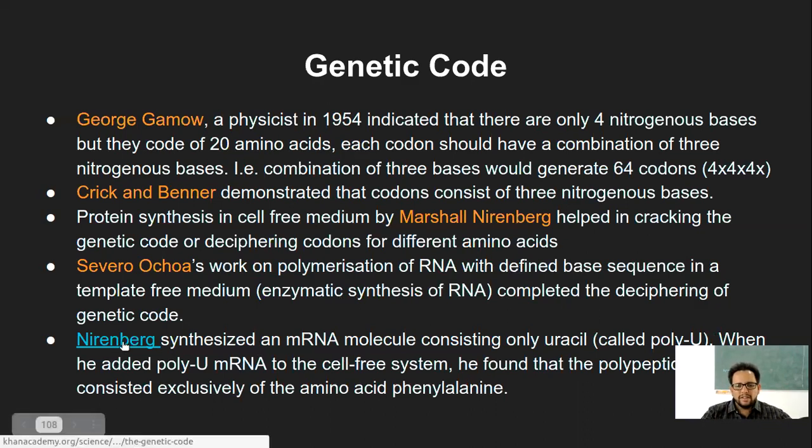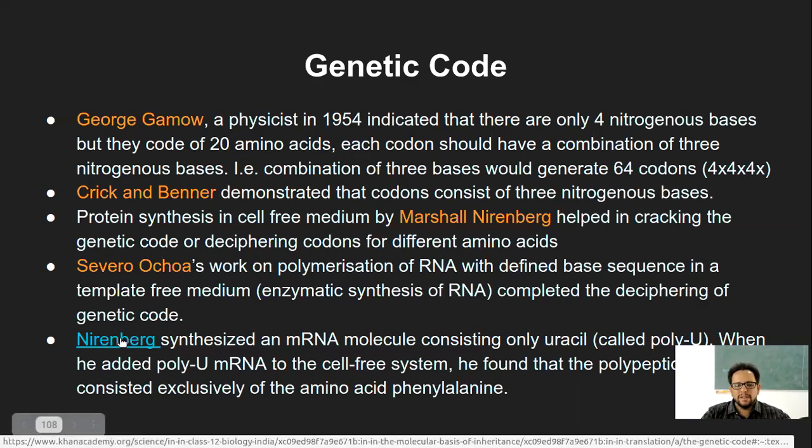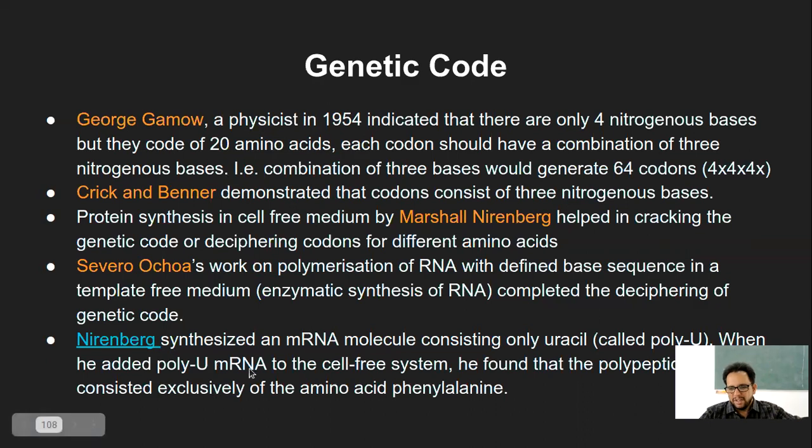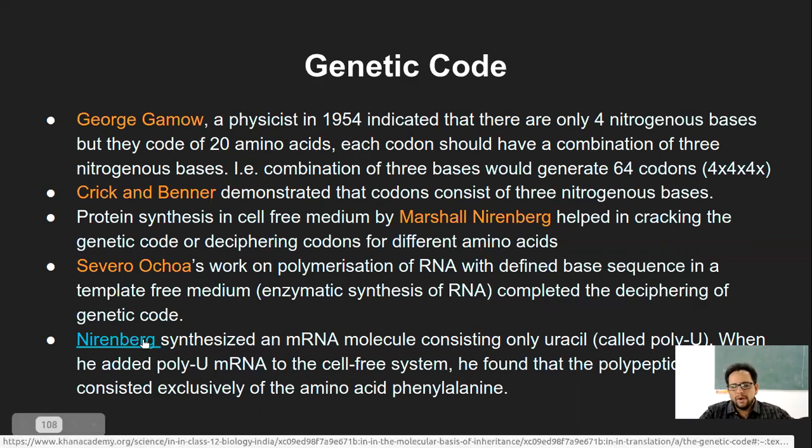Now this is the link that I have kept here with Nirenberg's name that describes this whole experimental setup, but we need not go into it again. If you are interested, you can go and read it.